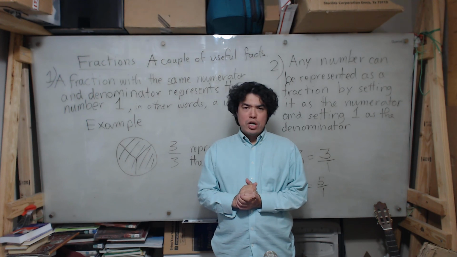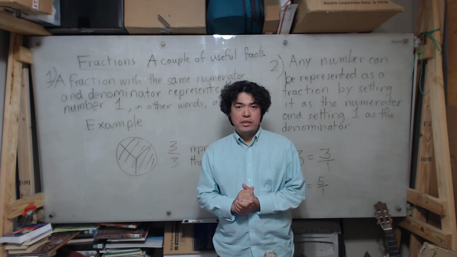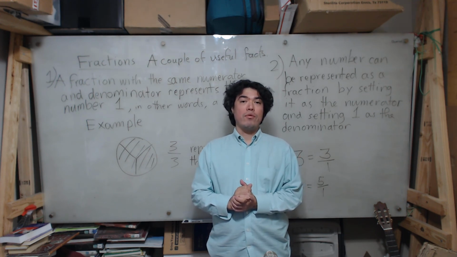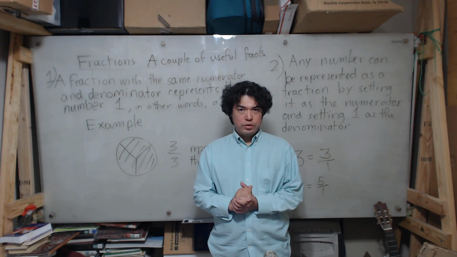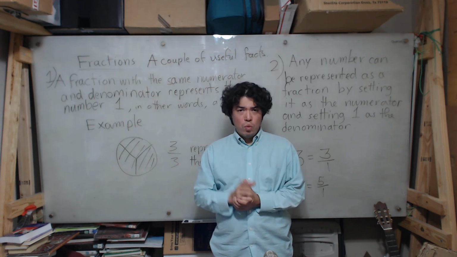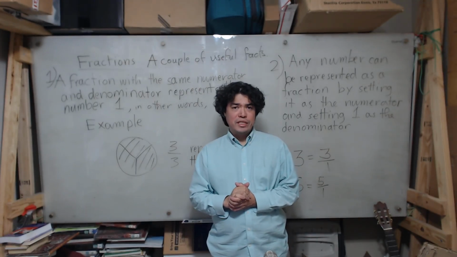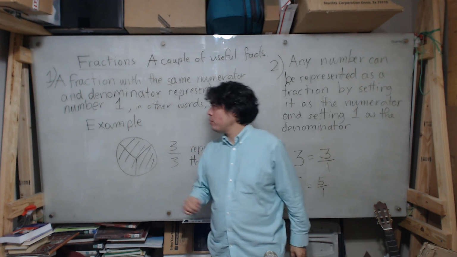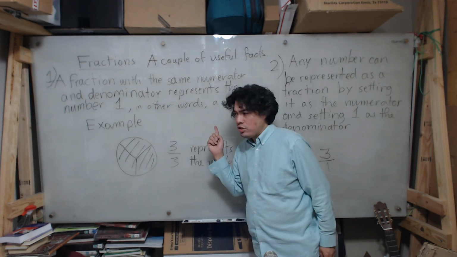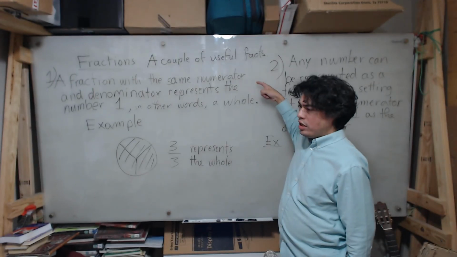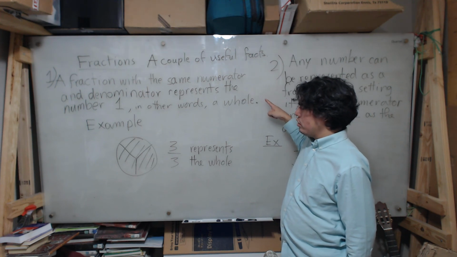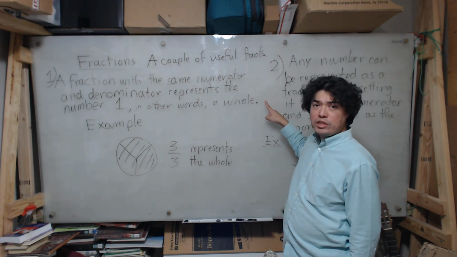So now I'm going to talk about two important facts which are going to play a role later on in our course. The first is that I can express the number 1 as a fraction by writing a fraction with the same numerator and denominator. So for example, here I have it. A fraction with the same numerator and denominator represents the number 1. In other words, it represents a whole.